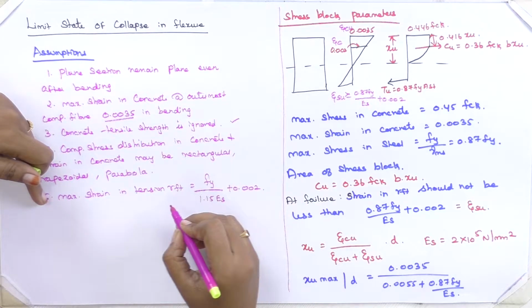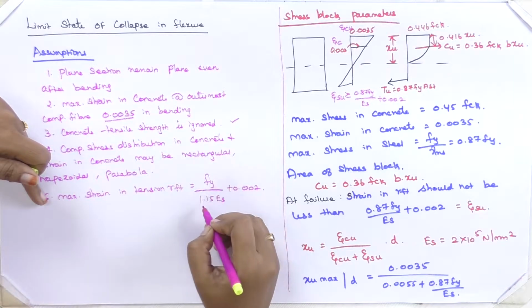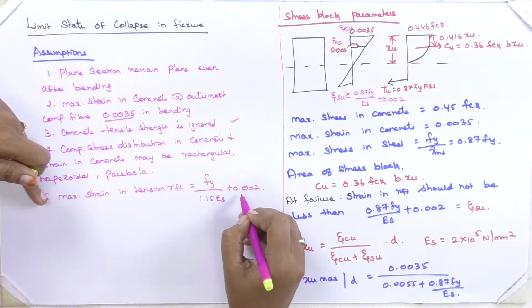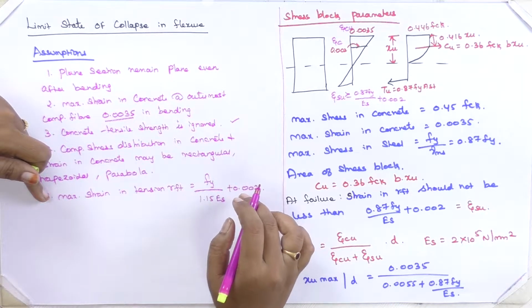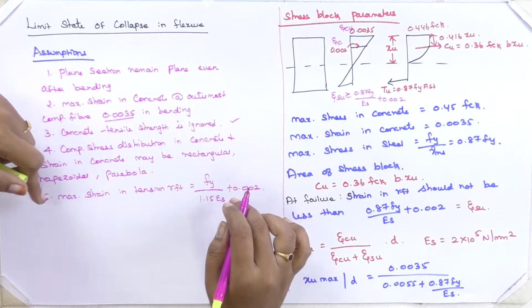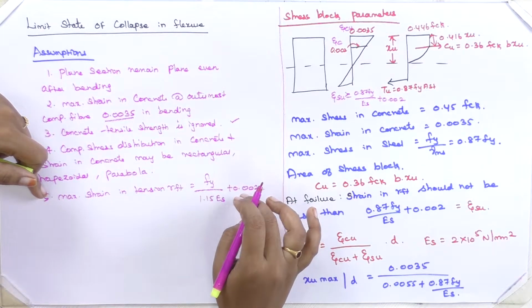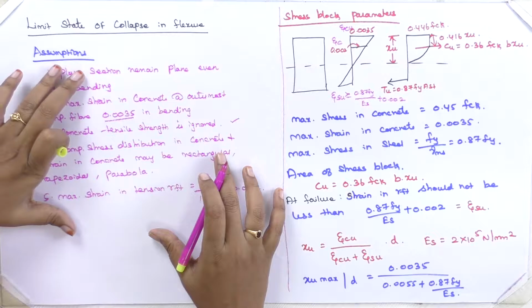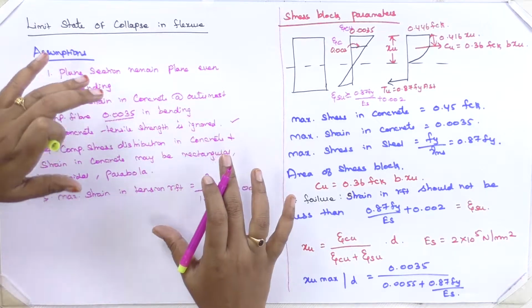Then the maximum strain in the tension reinforcement is Fy divided by 1.15 Es plus 0.02. Only after this should the strain fail, before that it should not. After reaching this strain value, the steel part should fail. Okay. These are some of the assumptions for the elements to be designed under flexure.